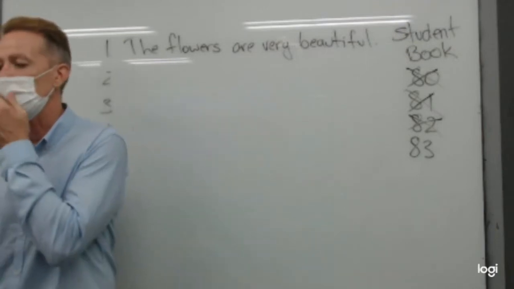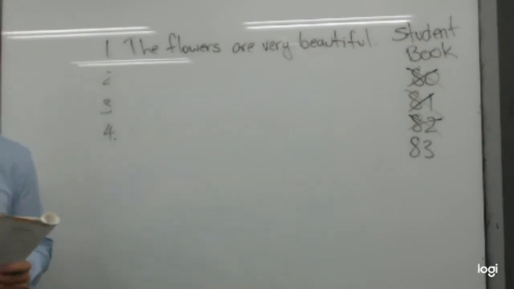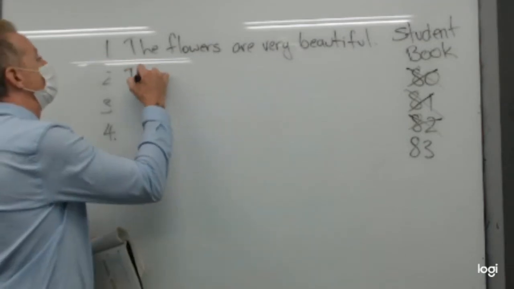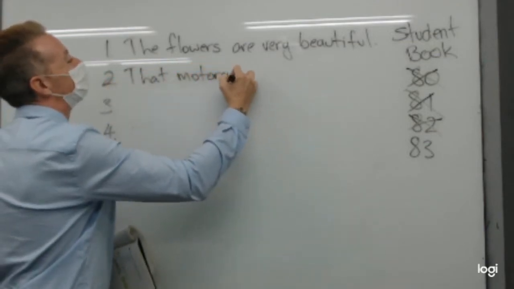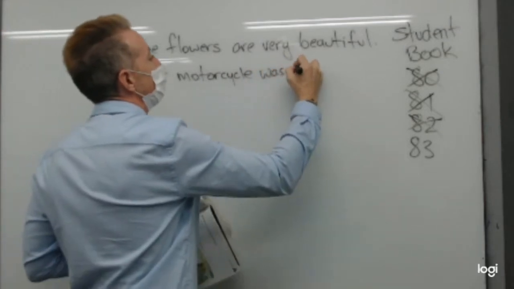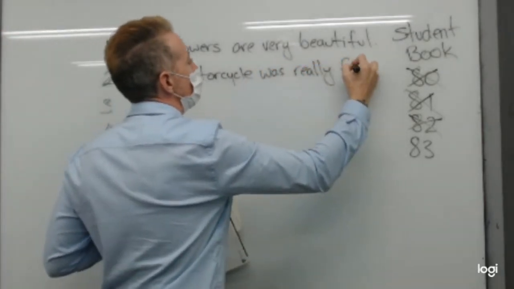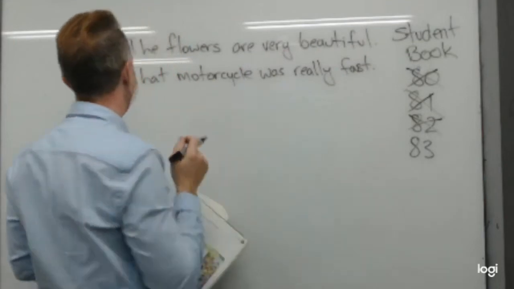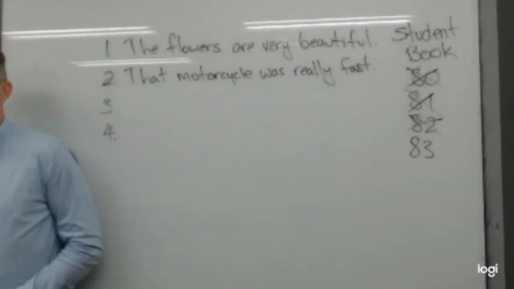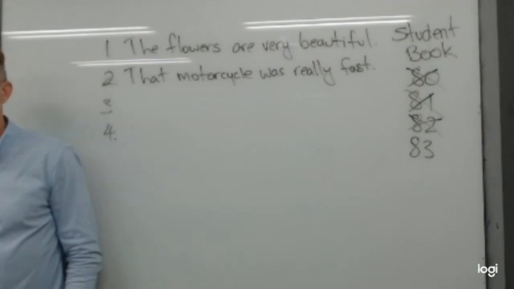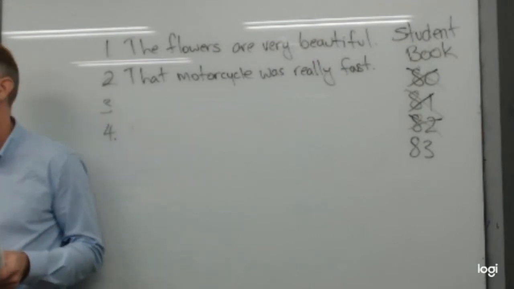Very good, Dorothy. Ellie, can you do number two, really fast? That motorcycle was really fast. Good. And last one, sometimes, West.